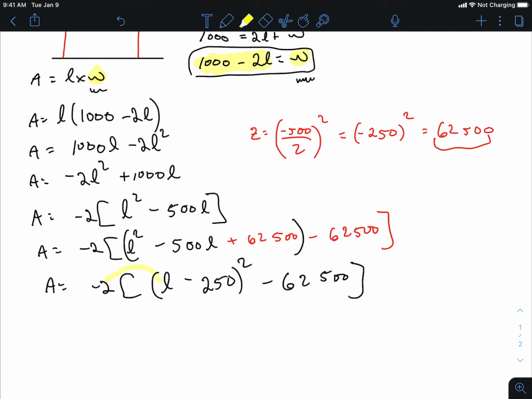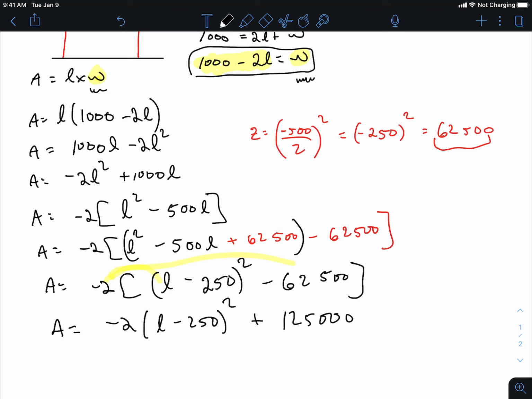Then I multiply the -2 in to both terms inside the square brackets. Now the square brackets disappear, and then you have a nice equation in vertex form. -2 times L minus 250 squared plus, here we go, what's this? 125,000. Is that right? That's right. Okay.